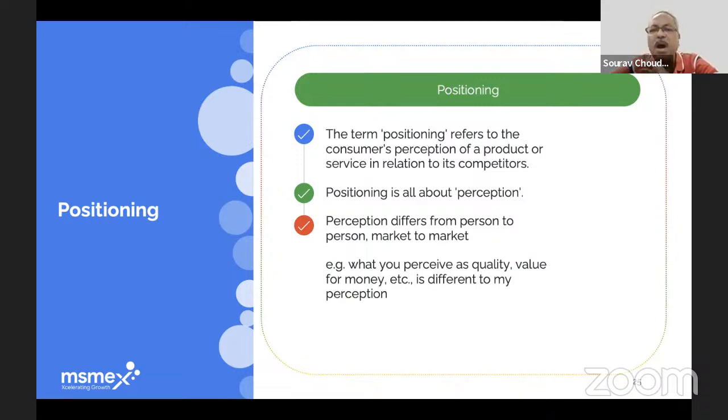BMW, Mercedes, Audi, these are all premium cars, but they have different positioning. BMW says German engineering. Mercedes is also German. BMW is also German. Audi is also German. Still, BMW says we are German engineering. Find out what Mercedes and Audi say. What kind of perception do people have about Audi, about Mercedes, about BMW? How do they differentiate?